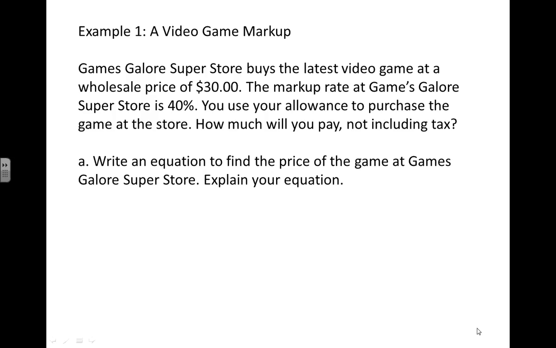Okay, looking in our packets at Example 1, a video game markup. Games Galore Superstore buys the latest video game at the wholesale price of $30. The markup rate at Games Galore Superstore is 40%. You use your allowance to purchase the game at the store. How much will you pay, not including tax? Letter A. Write an equation to find the price of the game at the Games Galore Superstore and explain your equation. Go ahead and pause if you need to work this out before I show you the answers.